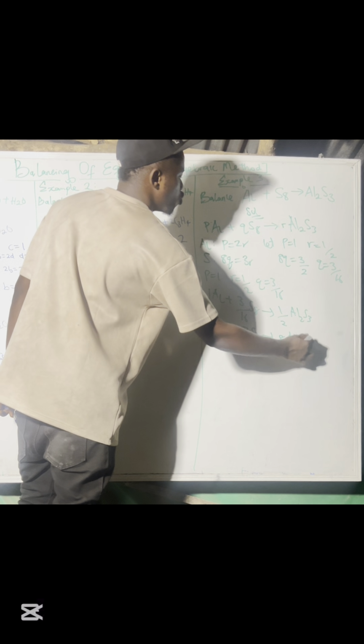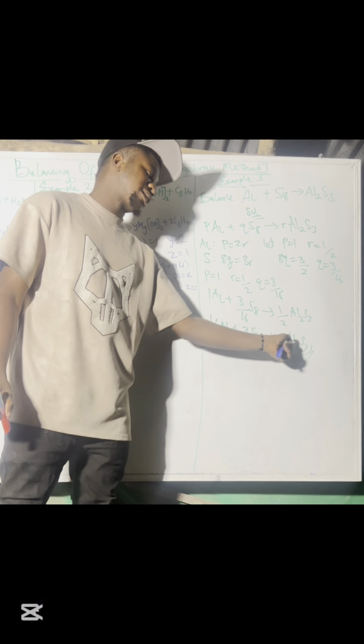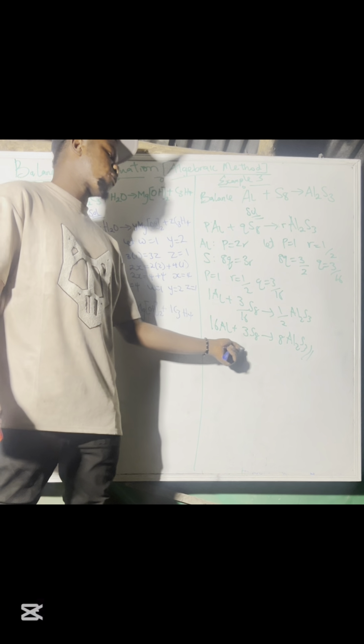So let us check if this equation is balanced. How many Al do I have in the left hand side? 16. How many am I having here? 8 times 2, 16. How many sulfur do I have here? 24. How many sulfur do I have here? 24.